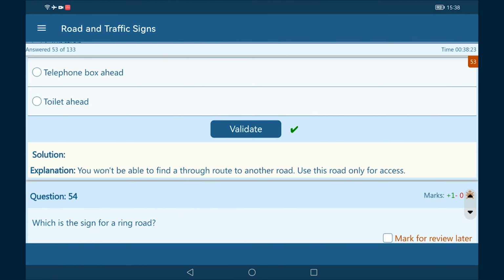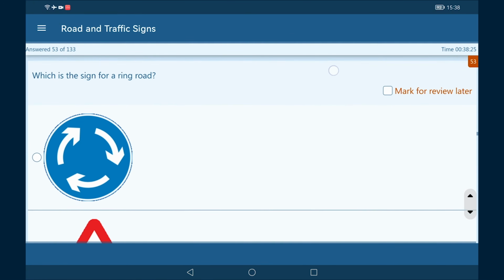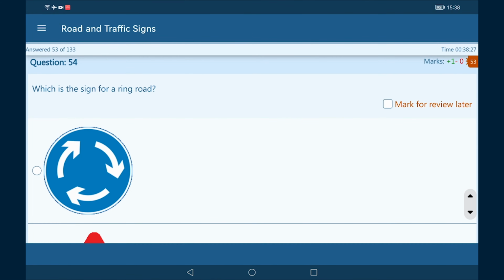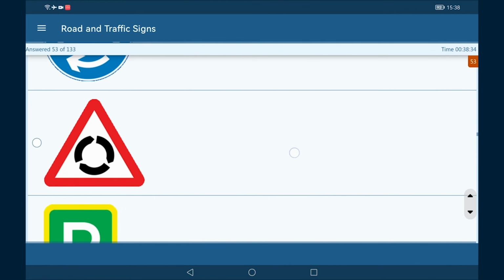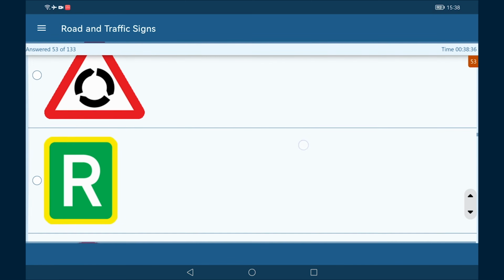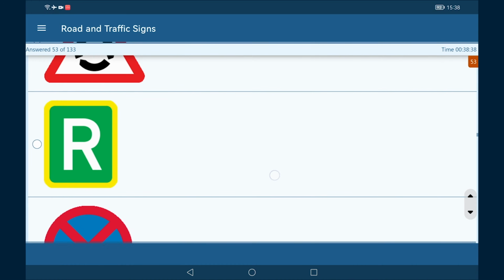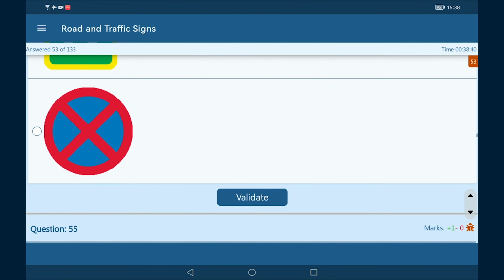Question 54. Which is the sign for a ring road? Option 1. Option 2. Option 3. Option 4. The correct answer is Option 3.